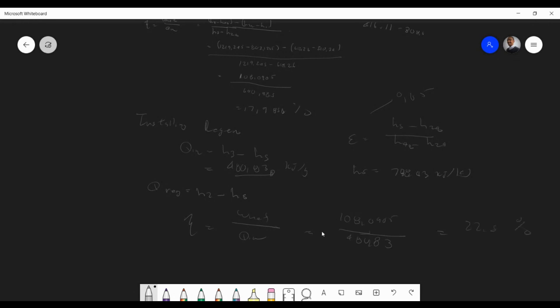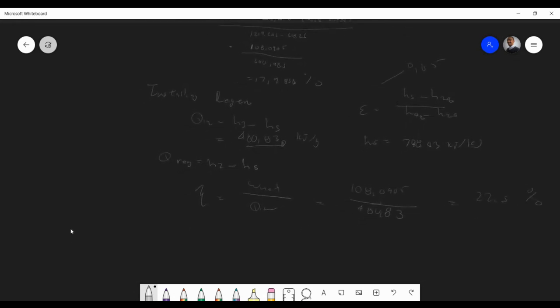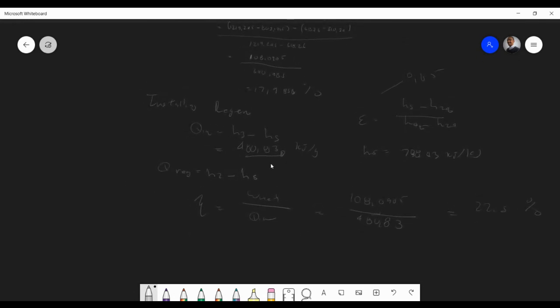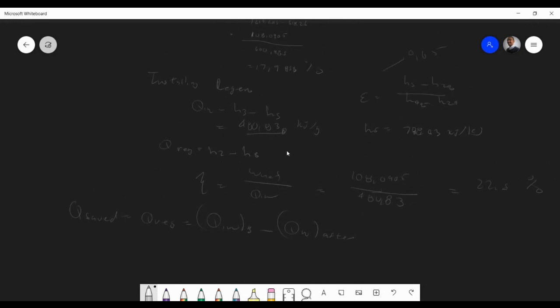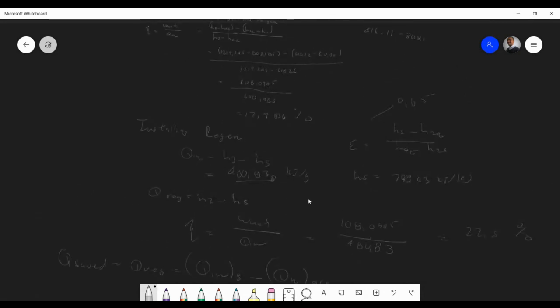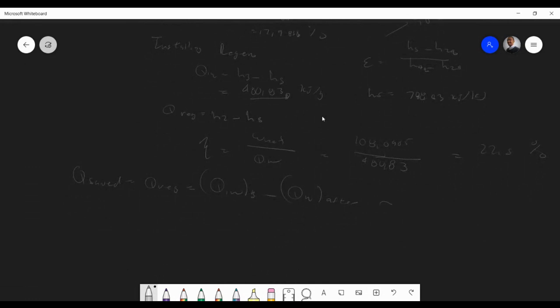If I ask you how much energy the regenerator has, how much energy we saved, energy saved is essentially Q saved is equal to Q regen. Also, it's equal to Q in before minus Q in after. And it's just essentially H2 minus H5, or you can just say 600 minus 480, which is going to give approximately around 120 kilojoules per kilogram.